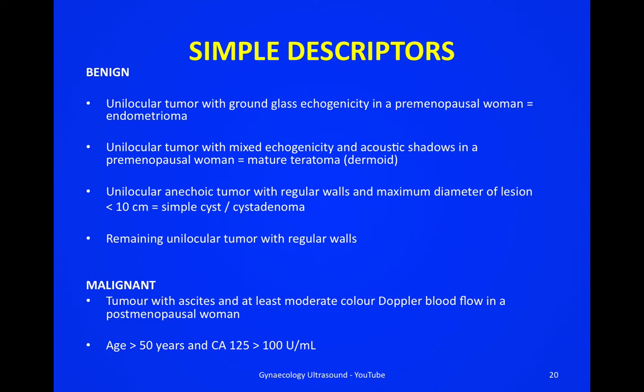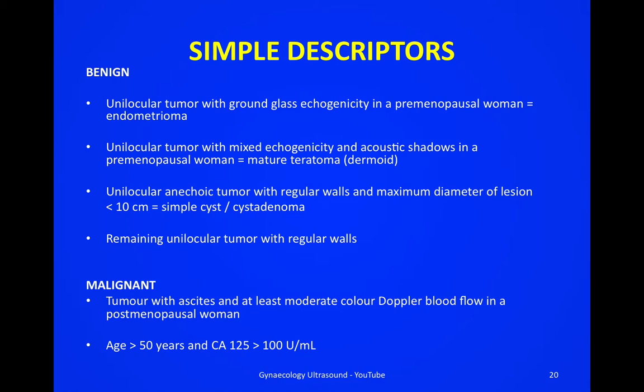Simple descriptors, benign simple descriptors. A unilocular tumour with ground glass echogenicity in a premenopausal woman is an endometrioma. A unilocular tumour with mixed echogenicity and acoustic shadows in a premenopausal woman is a dermoid. A unilocular anechoic tumour with regular walls and maximum diameter of less than 10 centimeters is a simple cyst or cystadenoma. Remaining unilocular tumours with regular walls, again, look benign.